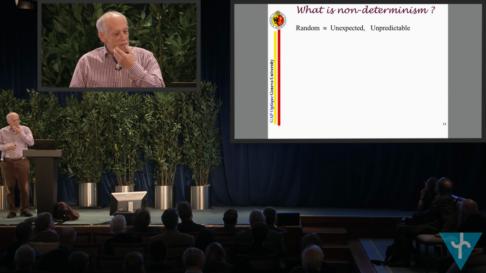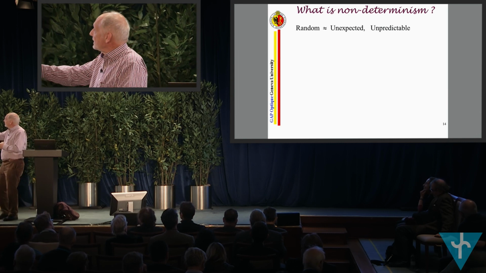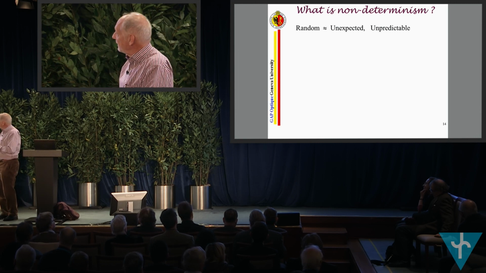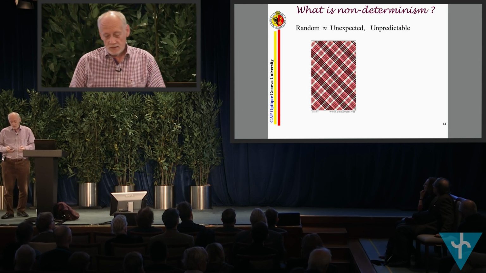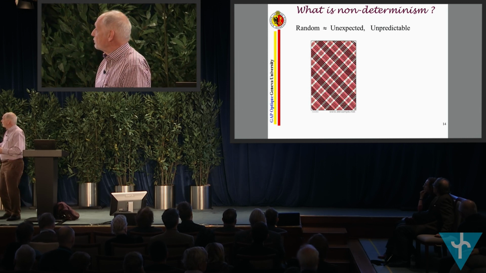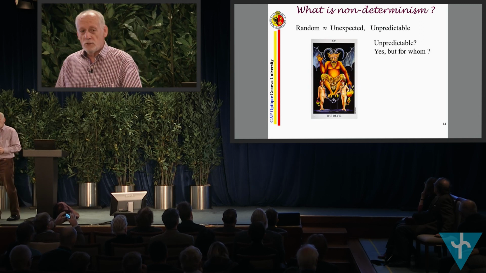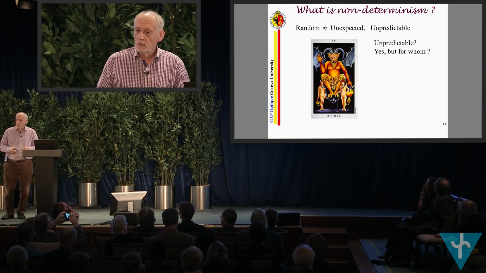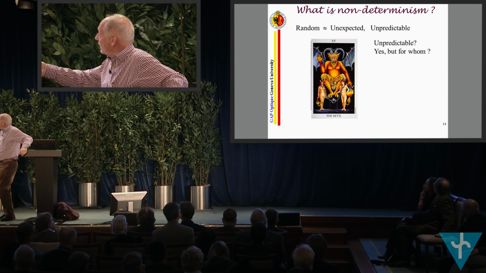So what is non-determinism? If you try to define that, okay, it's random, it's unexpected, unpredictable. So for instance, here I have a card. It's upside down. You don't know what it is. And now comes a surprise. This is the card. So this was, of course, unpredictable to you, or at least to most of you, but it's not the first time I used that slide, so some of you knew it already. So it was unpredictable, but for whom?